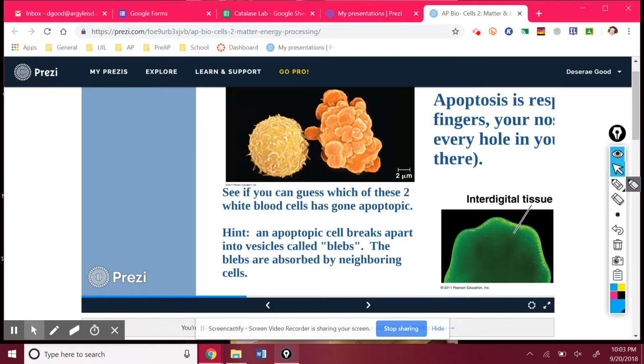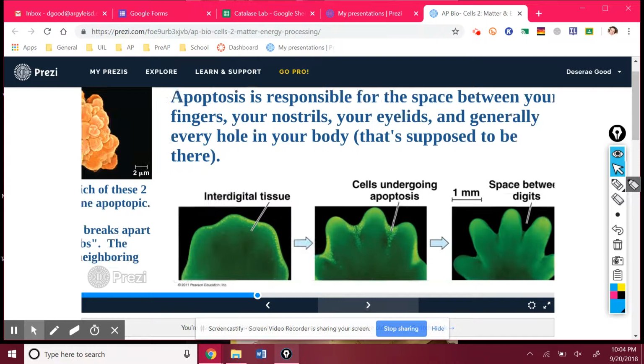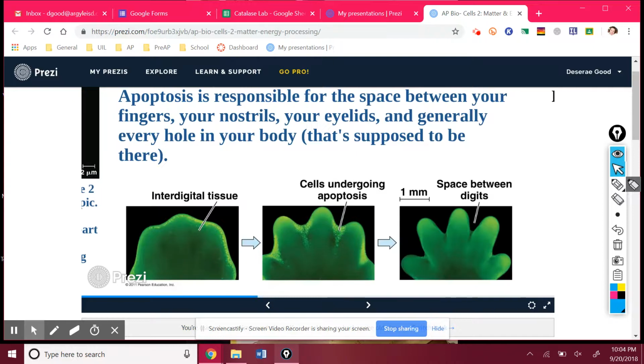When things are bursting, when cells have been lysed, they kind of look like that weird, crazy dead cell that we actually call a bleb. It's kind of weird, but they just absorb all the other cells and just continue to go through apoptosis, such as getting rid of all the webbing between your fingers and your toes.